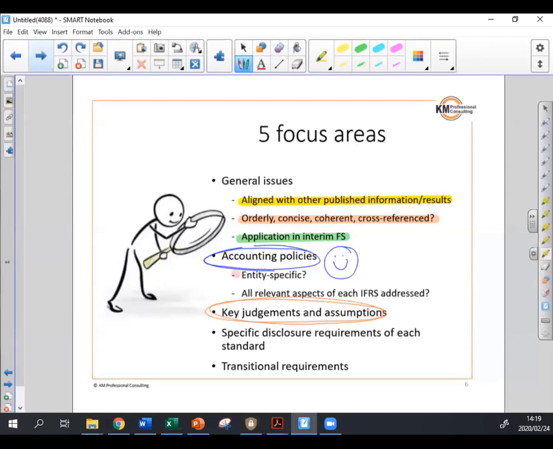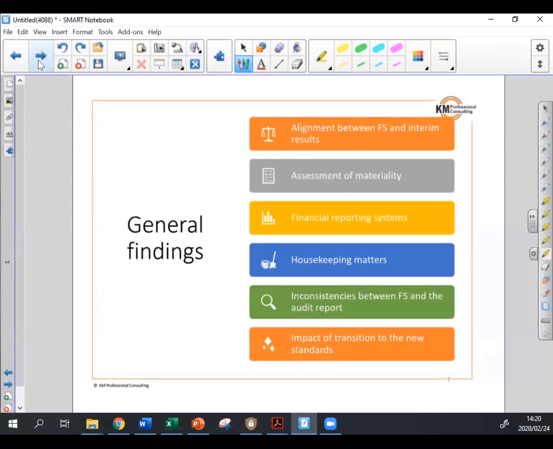And for that, I can't highlight enough that it has got to be entity specific. You cannot take at face value by purely having switched something on that you're good to go. It needs to be applicable. And you'll see that theme come through the entire review of the JSE and throughout our presentation. Then we'll look at some specific disclosure requirements of each standard, and then the transitional requirements, as we've already mentioned.